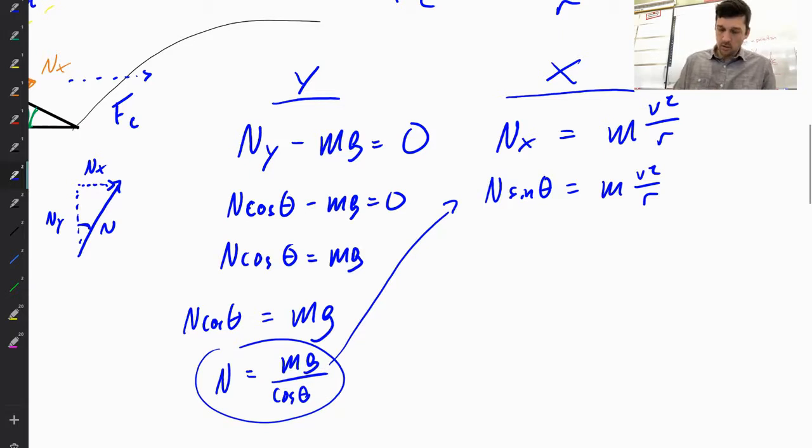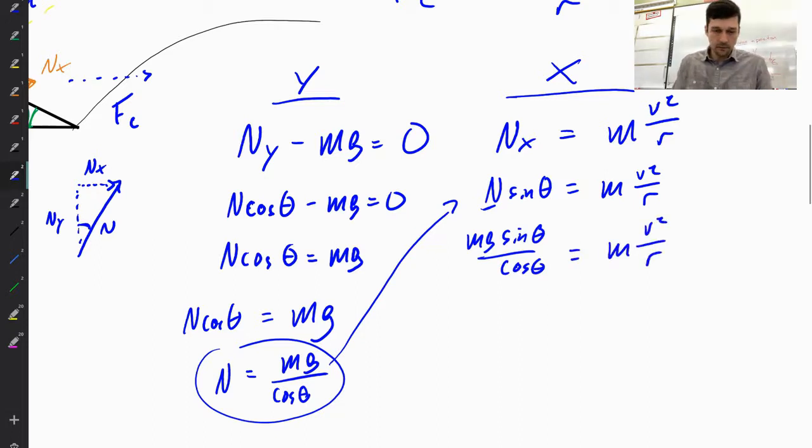So we plug in the normal force for here. We've got mg sine theta over cos theta equals mv squared over r. A couple things happen. One, masses cancel out. Yay! Another interesting thing happens: sine theta over cos theta. If there's one trig identity that you memorize, it should be this one. Shows up generally more often than others. So g tan theta equals v squared over r.